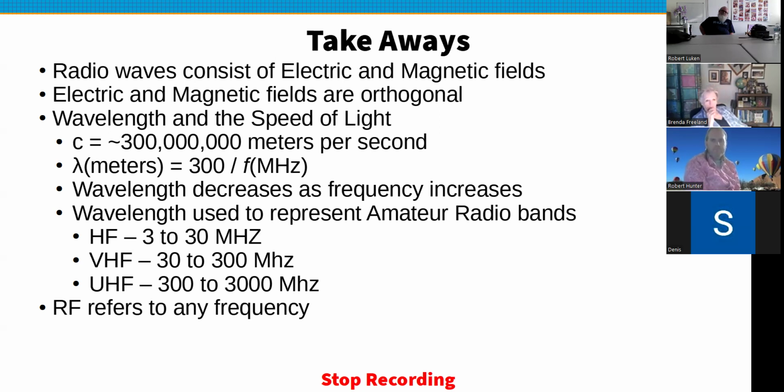Wavelength decreases as frequency increases and vice versa. Wavelength increases as frequency decreases. We tend to use wavelength, I think, more often to represent the radio bands than we do frequencies. And the various sub frequencies that we need to deal with are HF, VHF, and UHF. And like the previous question, RF is just a generic term referring to any radio wave, even light.